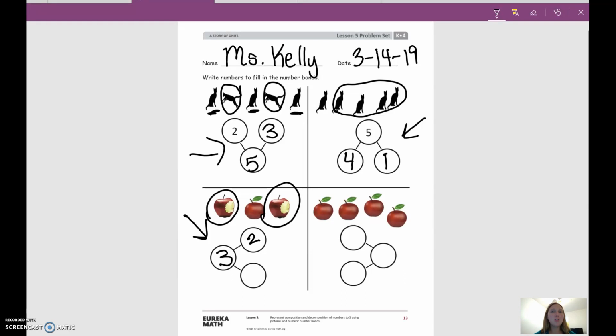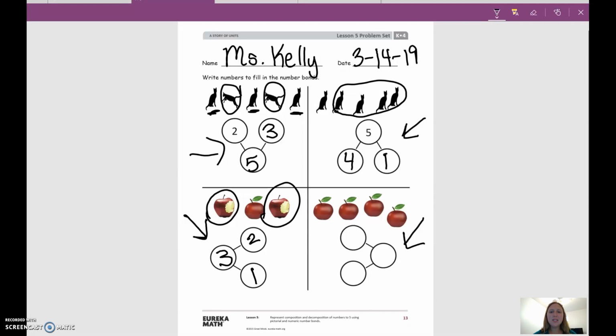And all my apples that are still whole will be the other part. How many apples have not been eaten? 1. Now I have all my pieces to my number bond complete. And I know that 2 and 1 make 3. All right, last problem of the day. We see some apples.